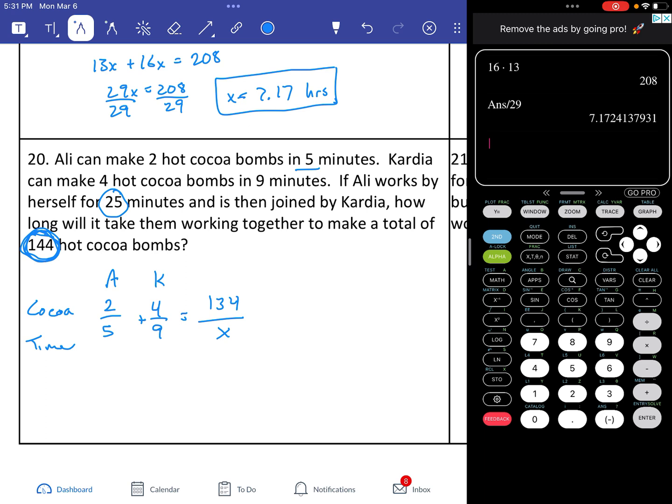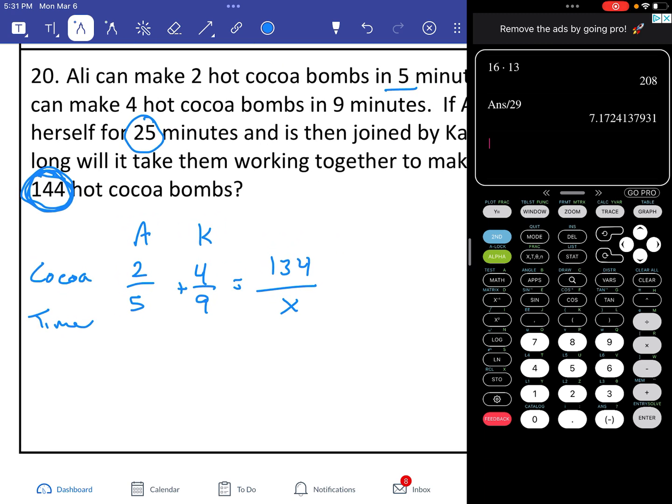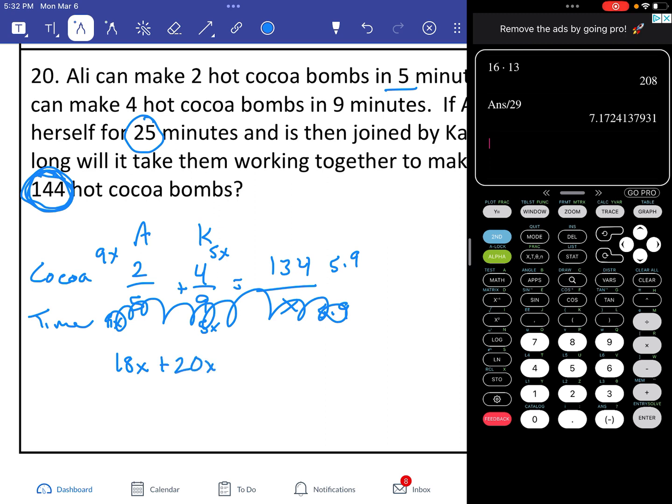Okay, now we go to the same process we've been doing. The first one's missing 9 and x. The second one's missing 5 and x. The last one's missing 5 times 9. Now that every denominator has 5x and 9, we can get rid of that. So 9x times 2 is 18x. 4 times 5x is 20x. And 134 times 5 times 9 is 6,030. Okay.